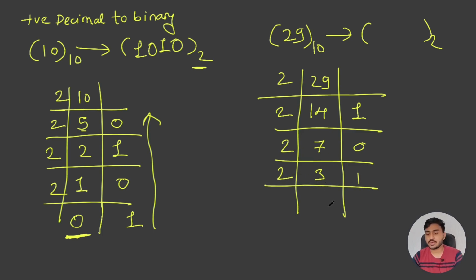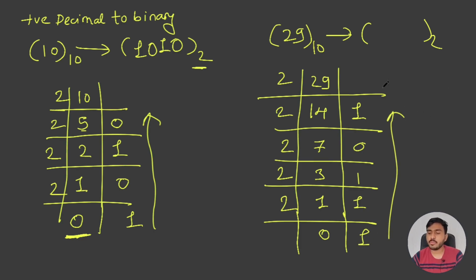Then divide 3 by 2. You will get 1 as quotient and 1 as remainder. 2 ones are 2 and 1 is left as remainder. Divide this 1 by 2. You will get 0 as quotient and 1 as remainder. Now write this from bottom to top. So it's 11101. That's it. It's a pretty simple method. It's very easy to convert any decimal number into binary if it is a positive decimal number.